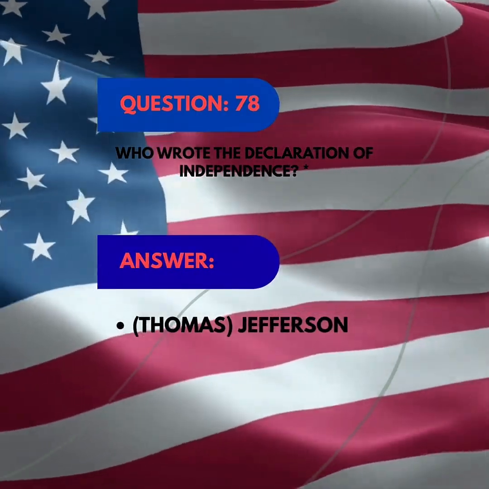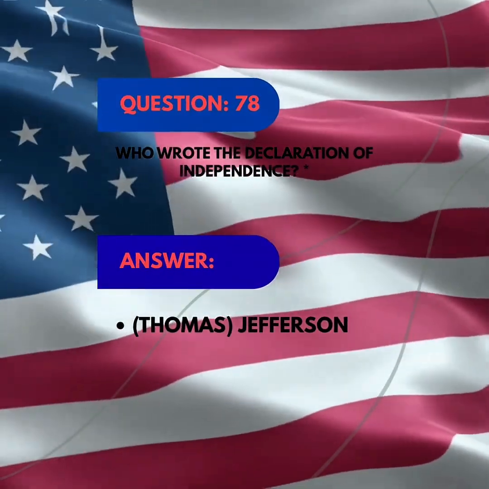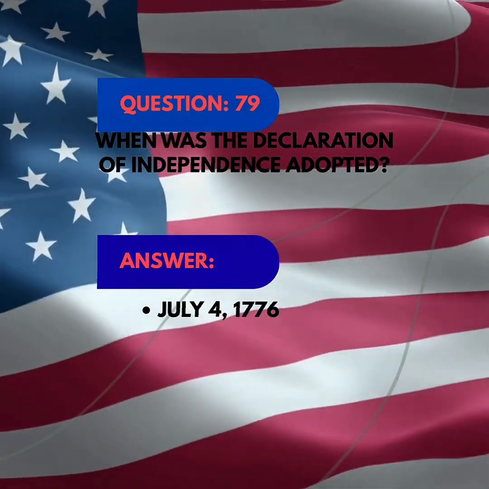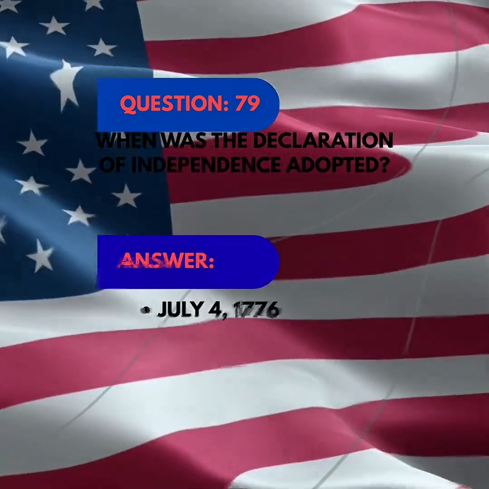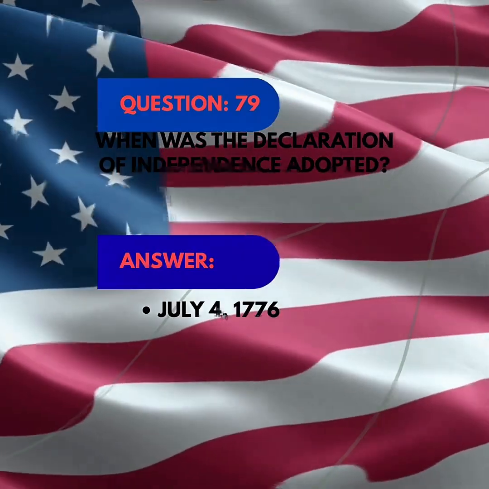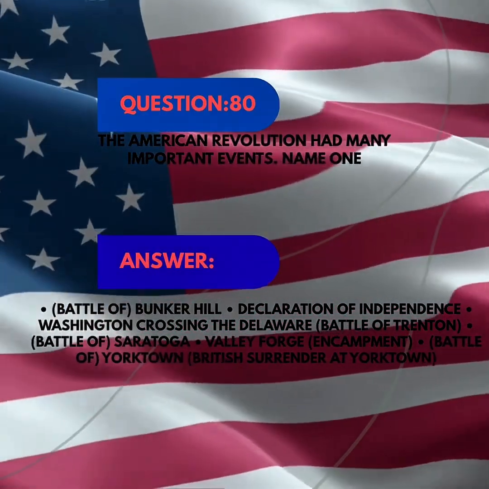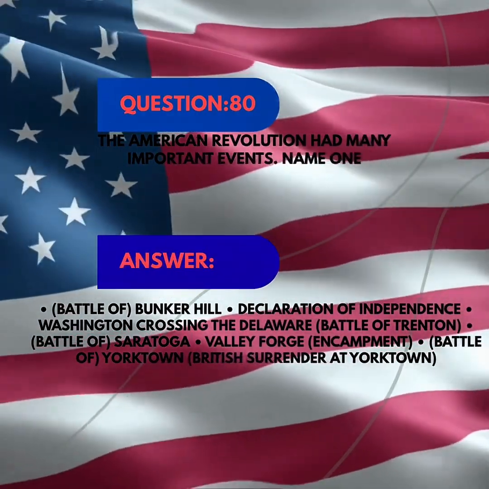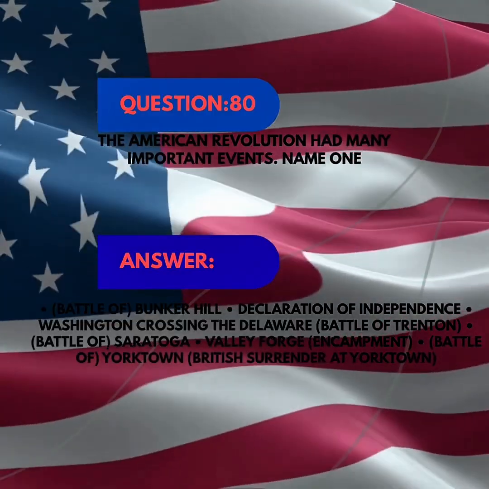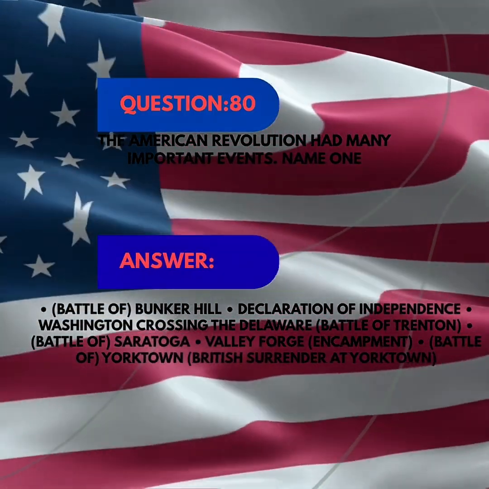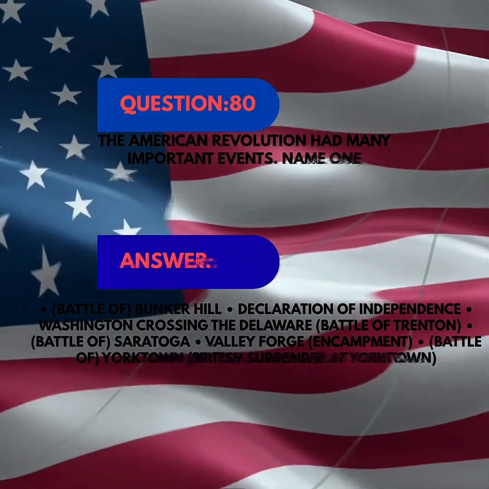Question 78. Who wrote the Declaration of Independence? Answer: Thomas Jefferson. Question 79. When was the Declaration of Independence adopted? Answer: July 4th, 1776. Question 80. The American Revolution had many important events. Name one. Answer: the Battle of Bunker Hill, the Declaration of Independence, Washington crossing the Delaware, the Battle of Saratoga, Valley Forge, and the Battle of Yorktown.